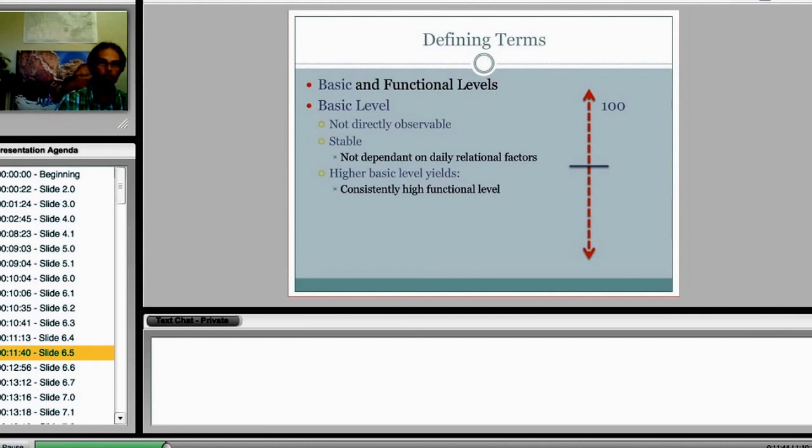What I want to point out with this slide, though, is that the higher the basic level, so when we're talking about differentiation, you'll remember that the higher the level of differentiation, the greater our overall level of health. And so the higher basic level means that we're more consistently going to be able to act the way we want, and that is our functional level. And again, the basic level does not fluctuate too much.